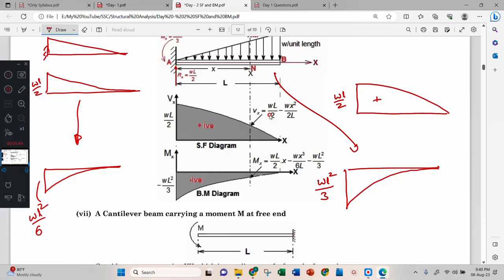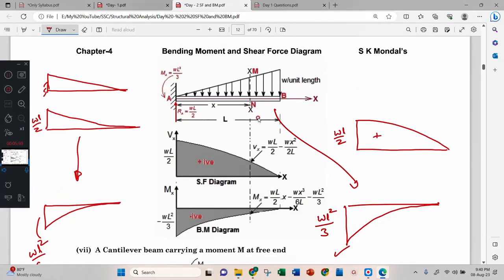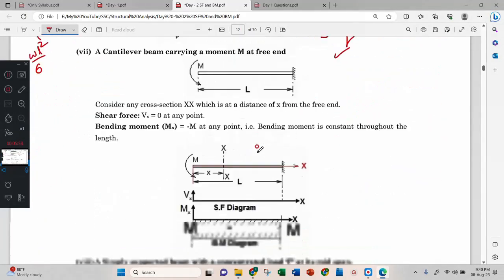WL square by 3, sir. Very good. This is bigger. Why? Because now look here, this load is here now. This side is very huge, which means it will bend a lot. No, it will bend very curvedly. That's all.